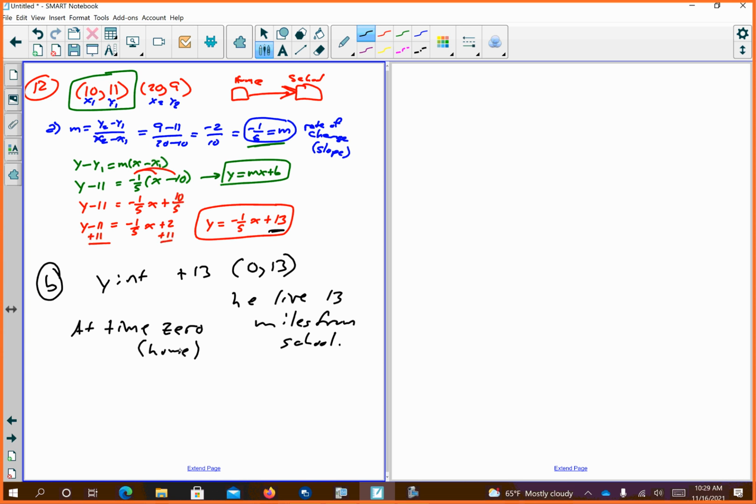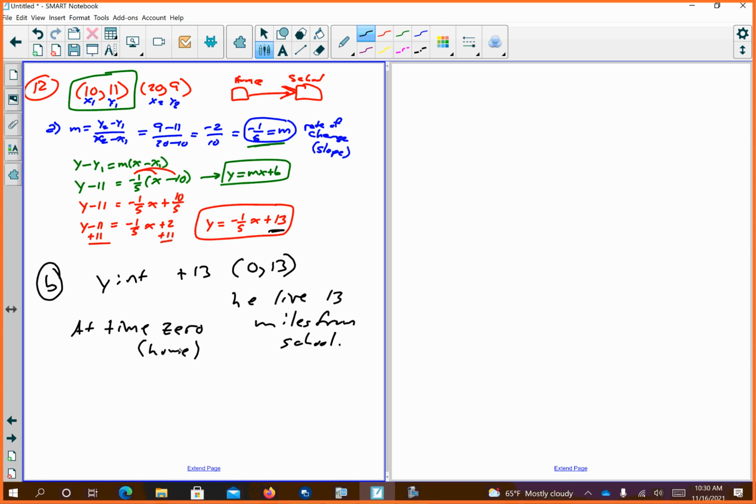He gets on his bike, starts riding. 10 minutes after he starts riding, he's got 11 miles left. He's already ridden 2 of the miles. And then 20 minutes after he left his house, he is 9 miles away. So he's basically riding at the slope that they say, negative 1 over 5.